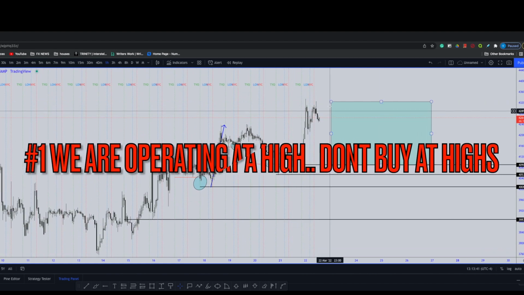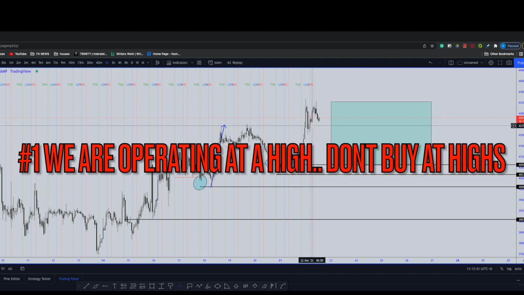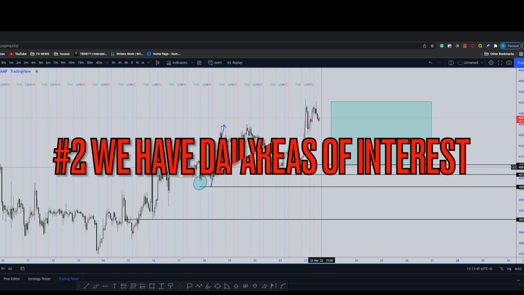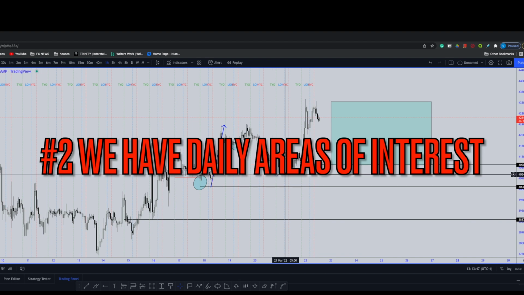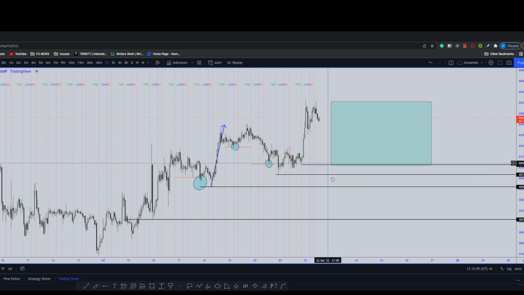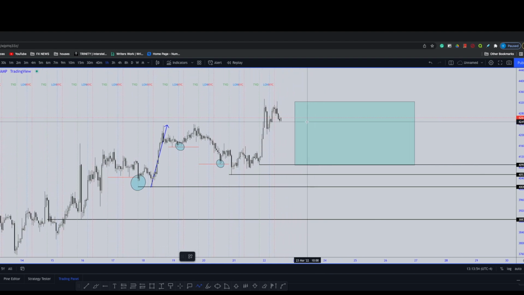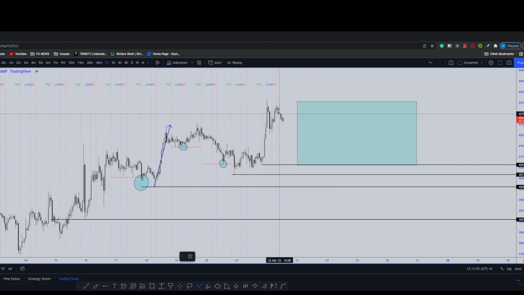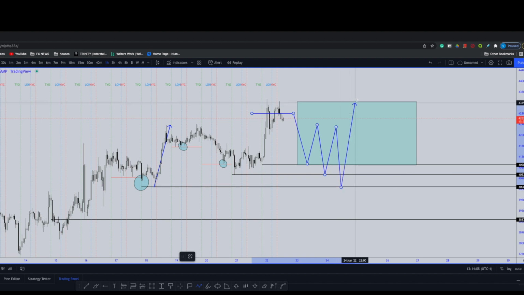Well, number one, we know that we're operating at a high right now. We also know that these are areas of interest where the bank and institutions could potentially push price on the daily chart into discount to take buy positions from. So what I would be looking to do if I was actively trading Bitcoin right now, number one, because we're operating at a high, I would be looking to do what? Sit on my hands and wait to see if price can retrace into one of these daily discounted regions to look to take buy positions from.